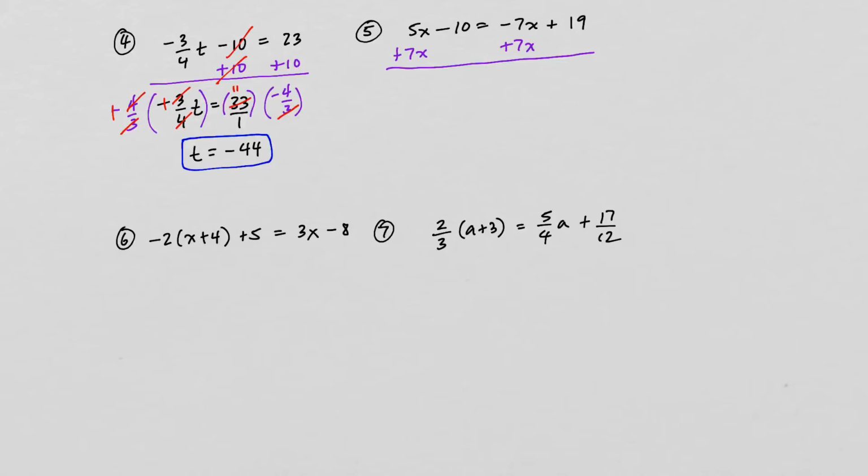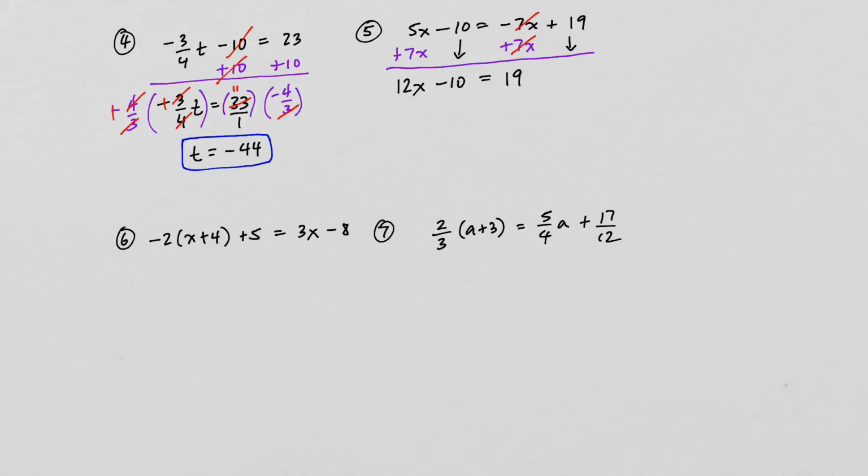Now, why did I add 7x? Was it to get the x's on the left-hand side? I know that many of you probably prefer to have your variable on the left-hand side, but that's actually not why I did it. I did it because I prefer my variable to have a positive coefficient. And by adding 7x to both sides, that gives us 12x, which is positive. And then the minus 10 comes down. And on the other side, we have cancellation here. And the positive 19 comes down.